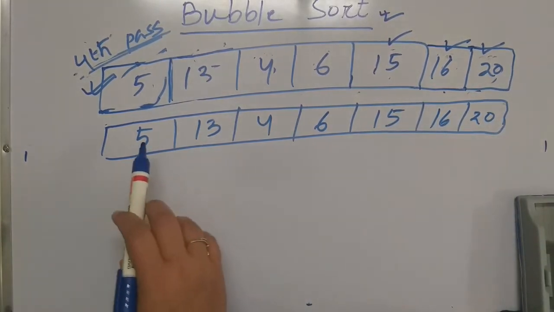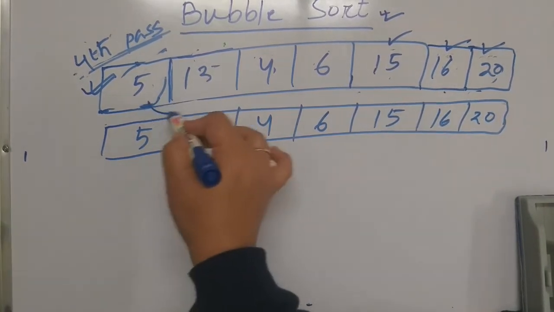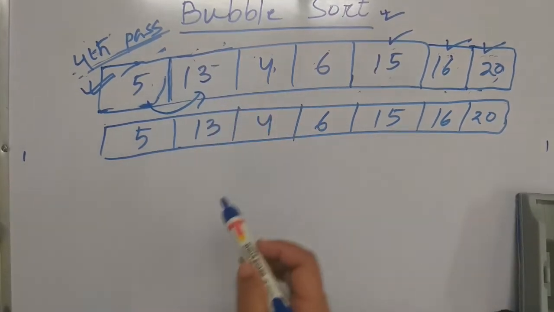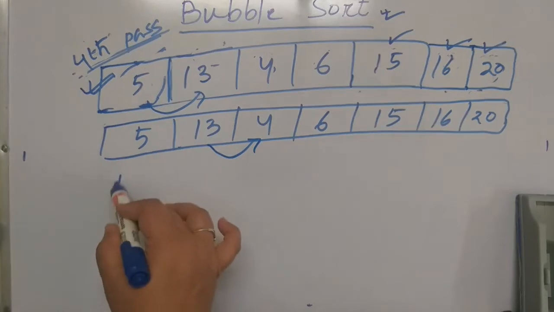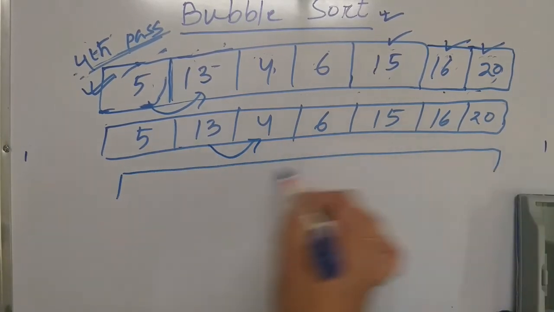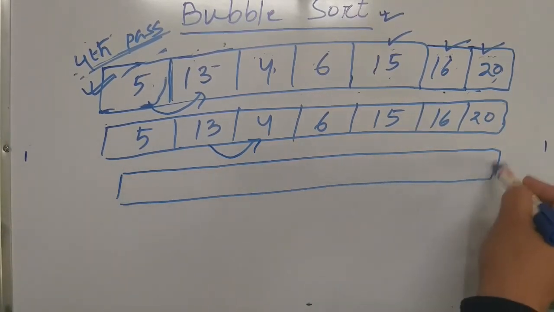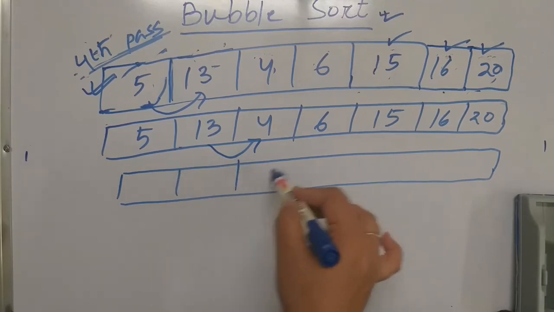So I am writing here 5 is compared with 13. Look at this, 5 is compared with 13, and as the 5 is here less than that of the 13, so remain as it is. So next comparison is 13 with that of the 4.